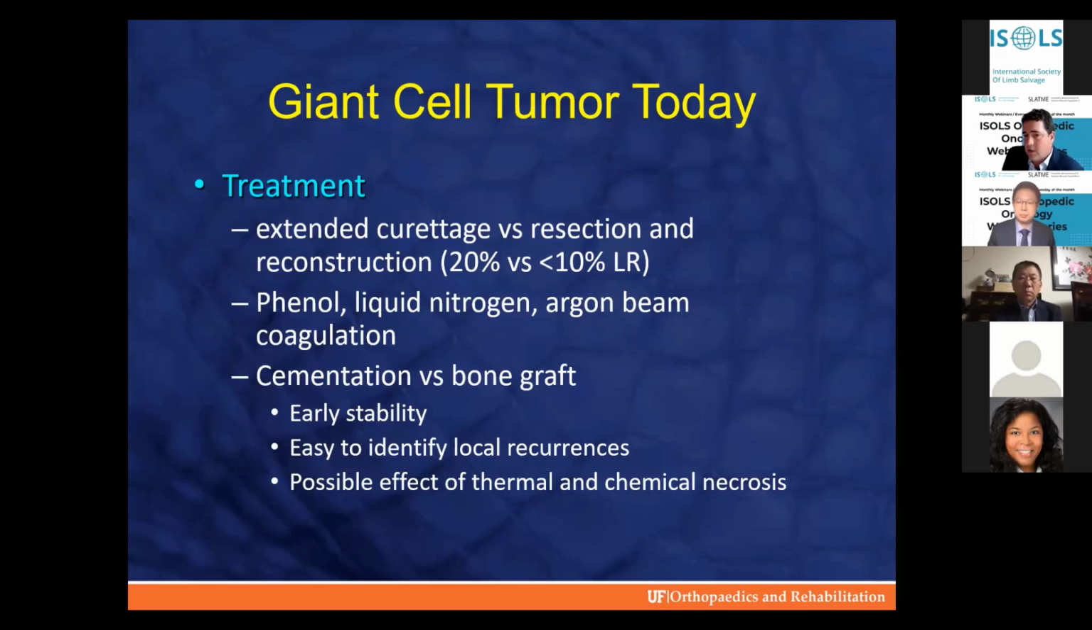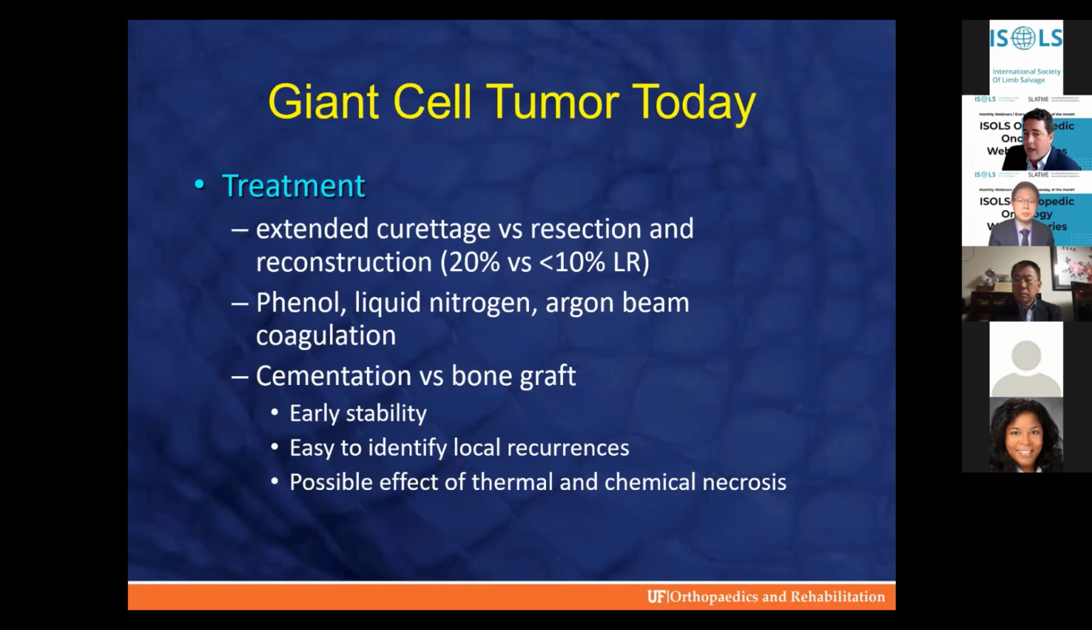I know Dr. Lewis is on the call. She did a publication with argon beam and giant cell tumors back in 2006 in CORR, and they had good local control with recurrences less than 10%. Cementation is a preference for me, just given the fact that it's early stability, easy to identify local recurrences, and I'll show an example of some bone substitute that was used, difficult to see the local recurrence.